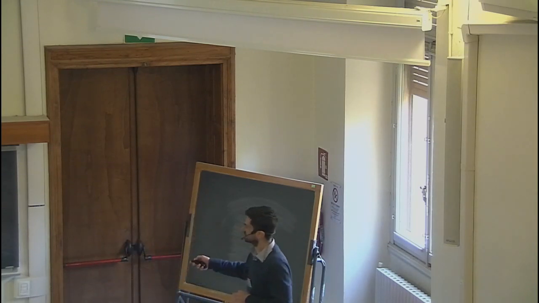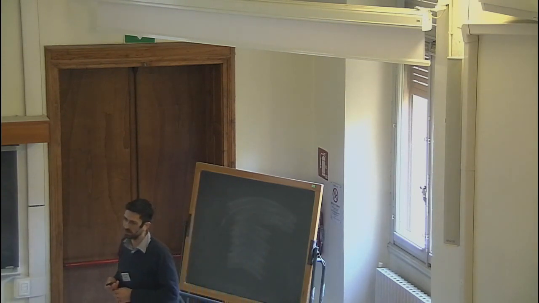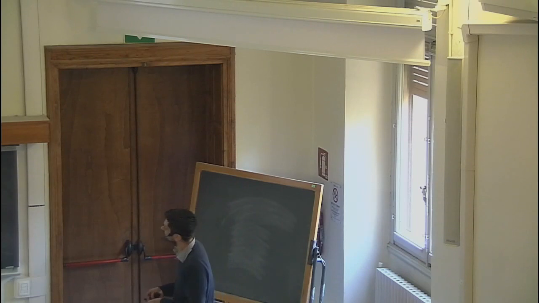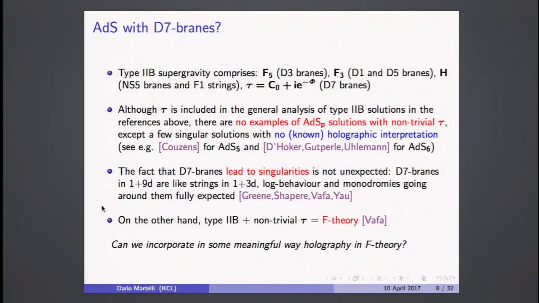Now, what we expect in general, in the presence of these D7 branes, is that there will be singularities. So that's an expected behavior. I think it would be too restrictive to expect to find solutions with D7 branes and varying coupling and no singularities at all. And that's related to this comment here. As was perhaps first explored and pointed out by this paper by Green et al., indeed, type IIB with a non-trivial tau is a possible definition of F-theory. So the question is whether we can incorporate in some meaningful way holography in the context of F-theory. I guess Costas would tell me yes, because there are many examples. And so I will study those examples to see what's known, but it's still a valid question to understand better.